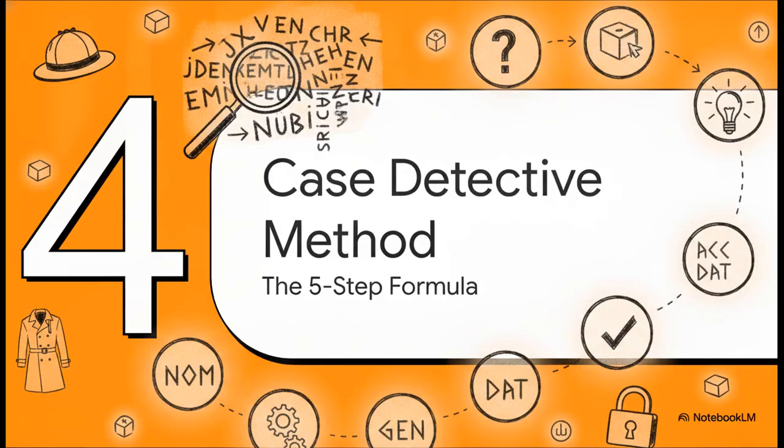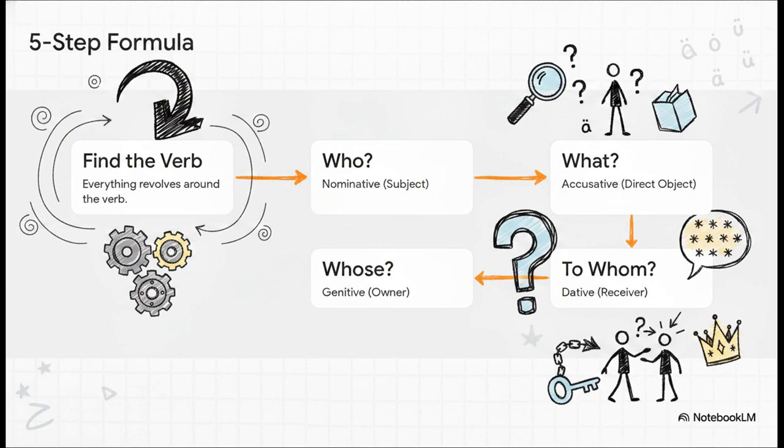Now we hit the sweet spot. Part 3 of the handbook. Section 4, the case detective method. This is the 5-step interrogation formula. Here is your trusty 5-step interrogation formula.